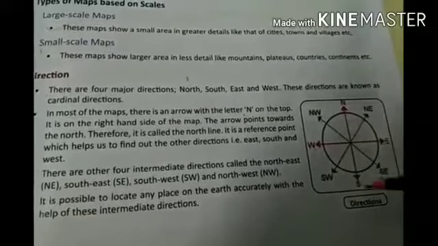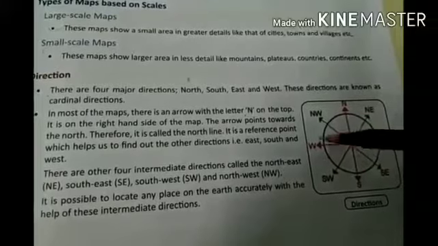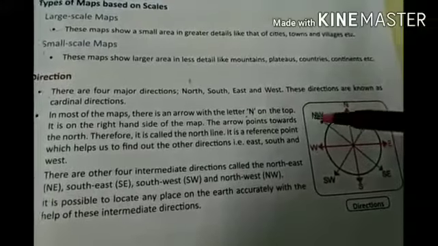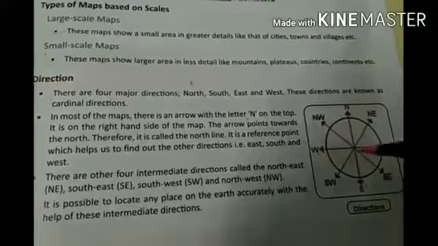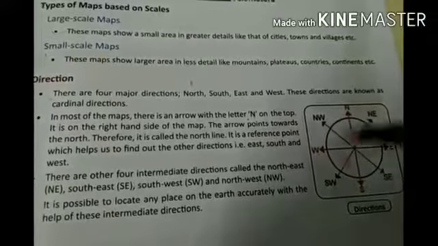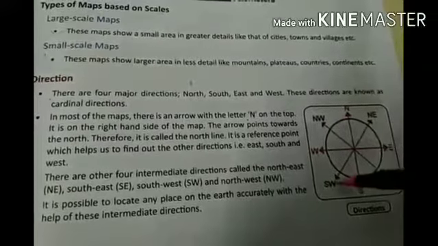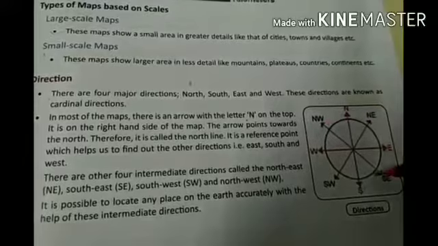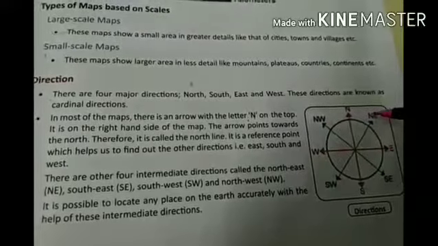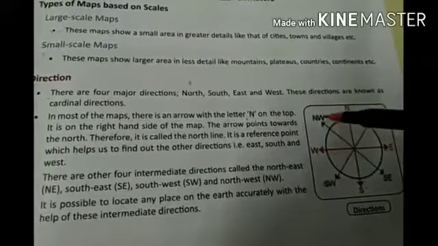Now as these are the cardinal directions, north, south, west, east, when we make the diagonals, in the green color the diagonals are there. So what are these? These are the intermediate directions: northeast, southeast, southwest and northwest.